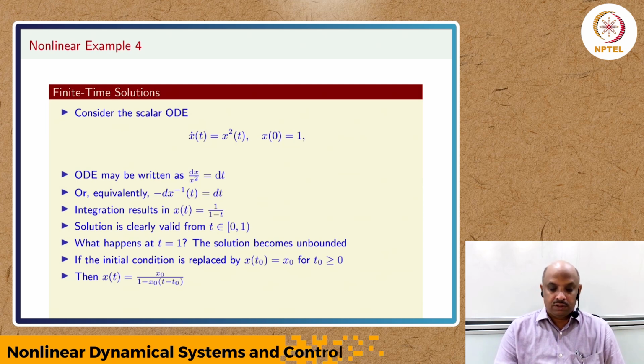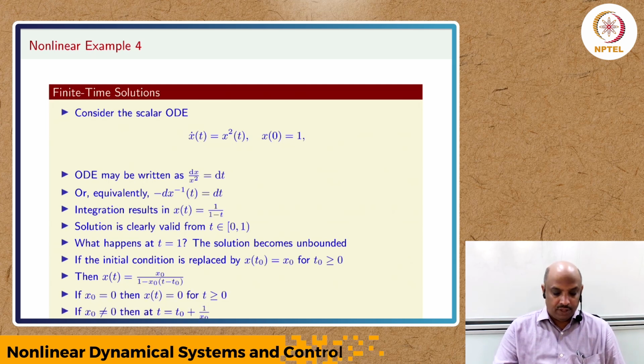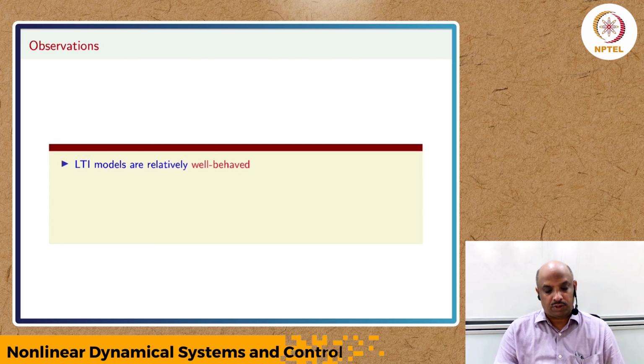Those are the cases where it's quite complex, and then we take some simple models for different times and things like that. But in general, we want solutions from 0 to infinity, right? So anyway, this example is completing. Basically, if x0 is non-zero, then it becomes unbounded at t equals t0 plus 1 over x0, right?